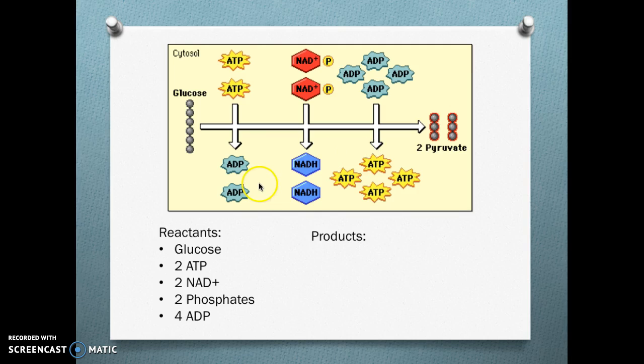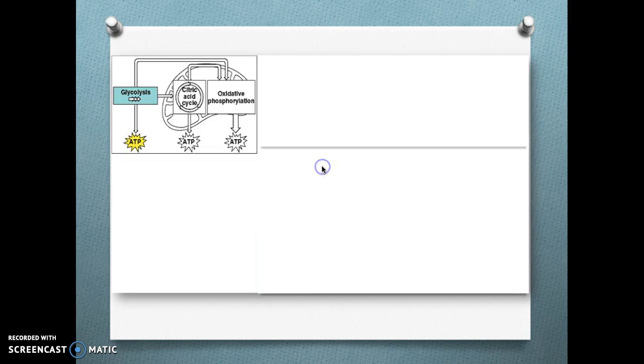Then you have your products. Your products are what's coming out of the reaction. So you generate 4 ATP, but because you use 2 in the beginning, you have a net gain of 2 ATP. So you have 2 pyruvate. The 6 carbon has turned into 2 3 carbons. That's why you have 2 pyruvate. You have 2 NADH molecules. That's coming from the NAD plus and the hydrogen. So they are making an NADH molecule, those coenzymes that are going to hold those electrons.